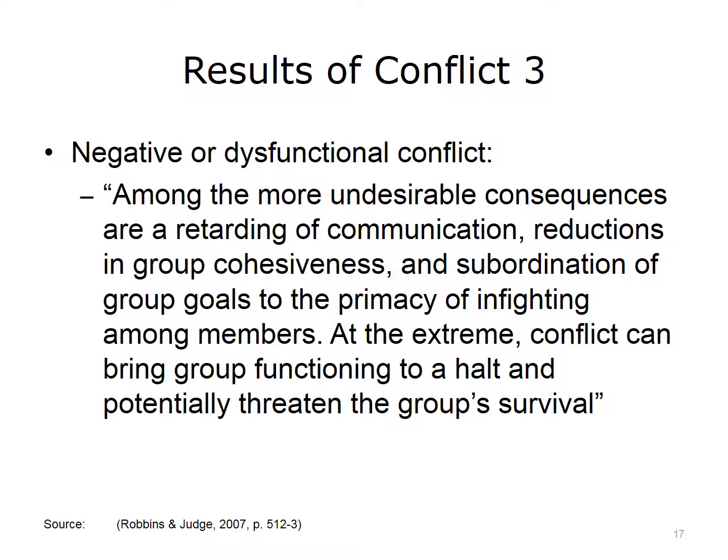Read the quote on the slide from Robbins and Judge. As you can see, although positive conflict can lead to improved group decision-making and functioning, negative conflict can lead to impaired group decision-making. Negative conflict can also inhibit communication and discussion, reduce cohesiveness, and result in negative and dysfunctional infighting and arguing among members. If intense enough, it can destroy a group.